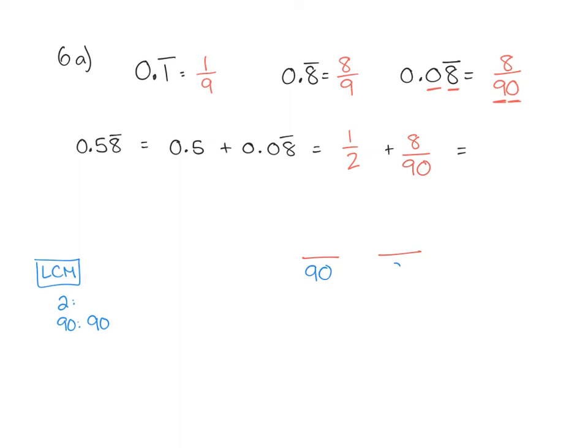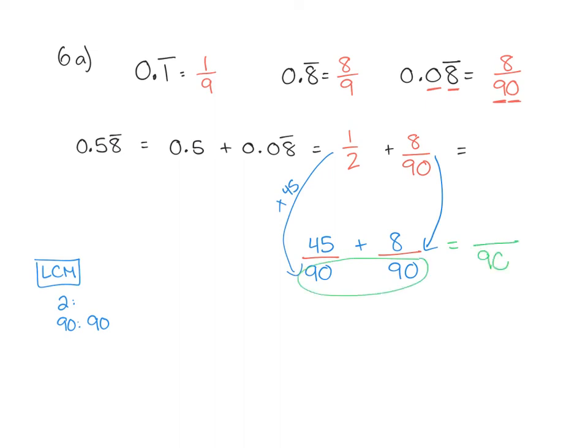So we could make these both fractions out of 90, which means 8 out of 90 will not change, but to get from 1/2 to 90, I will need to multiply by 45, which will give me 45 out of 90. Now I'm going to add these together. So when I add, the denominator stays the same because that's just telling me the size of the piece. And then I add together the numerator. So 45 plus 8 is 53. So my answer to this would be 53 out of 90 as a fraction.